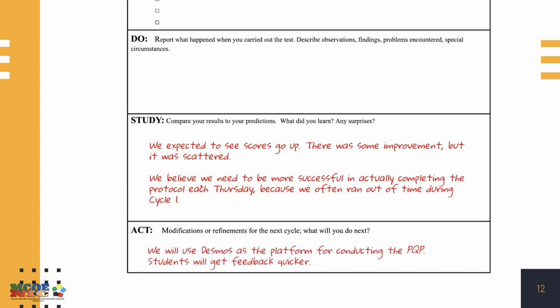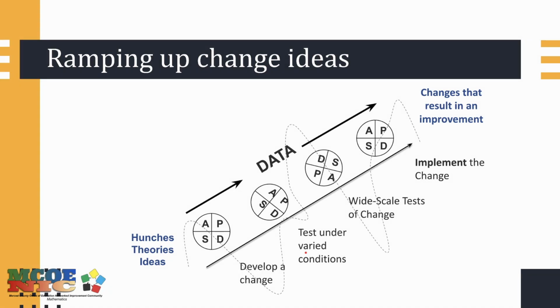And then lastly, the act. This is where you decide to adapt, adopt, or abandon. You make some ideas for what you're going to do for the next cycle through that PDSA process, that cycle number 2. So we'll use Desmos as a platform for conducting the PQP. Students will get feedback quicker. Okay, so that's the idea.